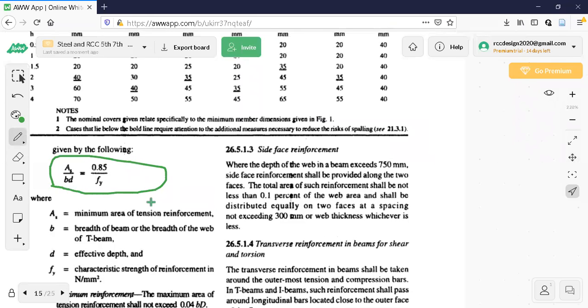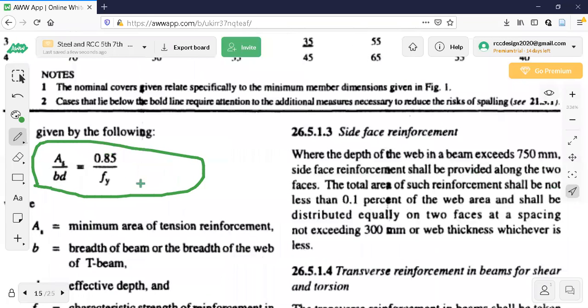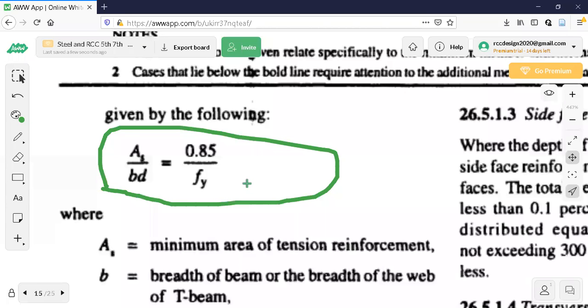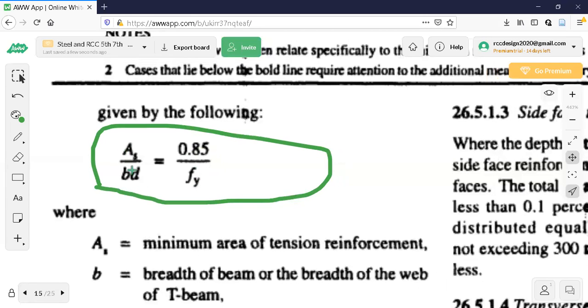After finding AST by using that lengthy formula, 926, you got it. Directly don't say it is final. Check whether it is more than the AST calculated using this formula. Here I'll try to find out this AST value using this formula. B and D, I know it. This is 0.85 divided by 415. From this formula, I will get AST again. So if this value is more than 926 something, I have to use this one only.